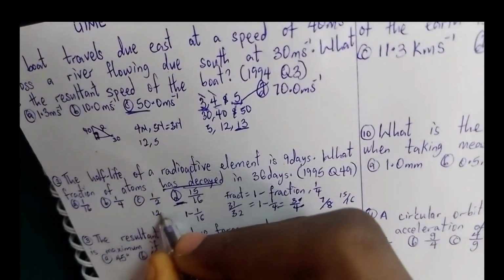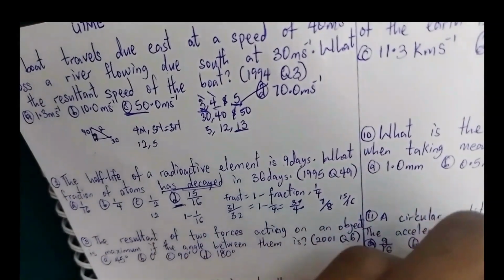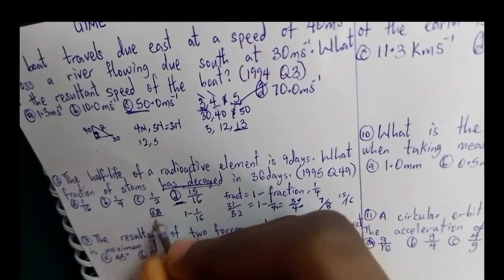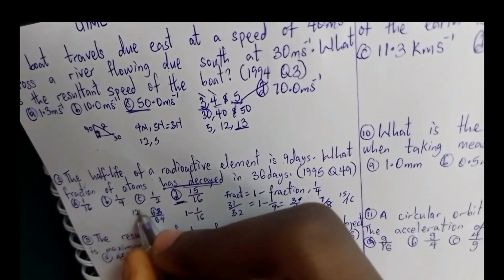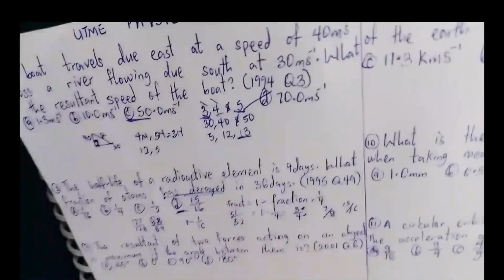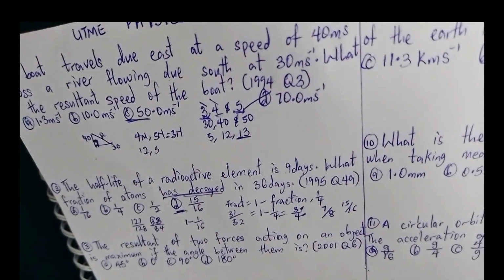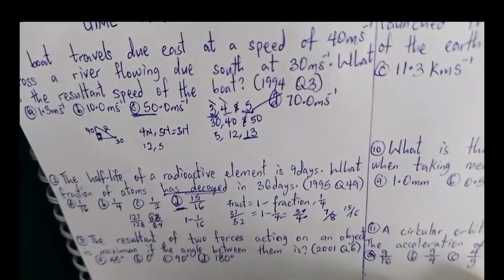It may be 120, I think this should be 164, okay, 63 over 64. It may be 127 over 128. Just ensure that when they ask for a fraction that has decay, your option is the one where the numerator is 1 mark less than the denominator.